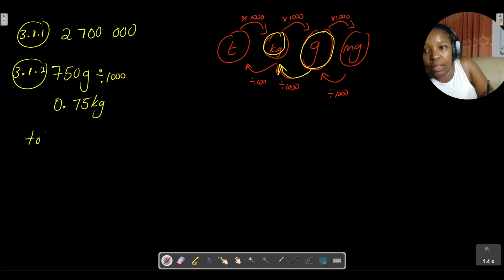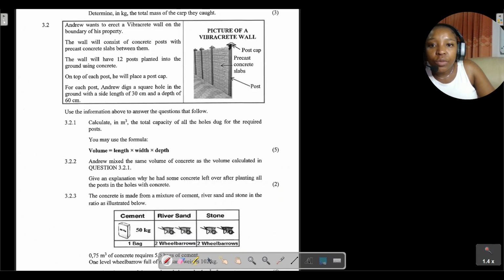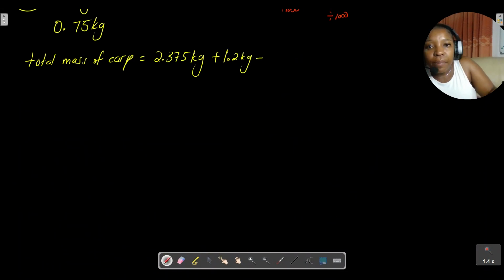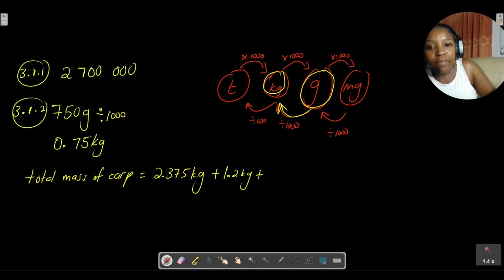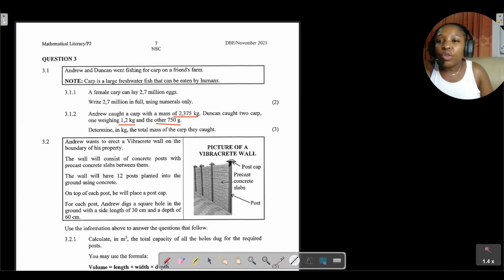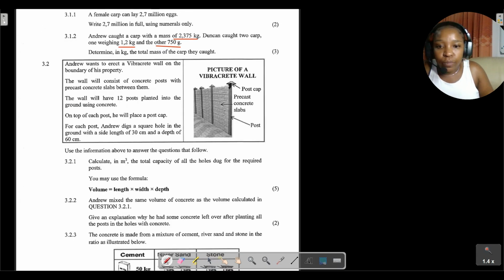So the total mass of the carp will be equal to 2.375 kg plus 1.2 kg plus 0.75 kg equals 4.325 kg. So that's now the total mass of the carp. So here, question 3 was basically us doing a bit of conversions. Good. Let's have a look at question 3.2.